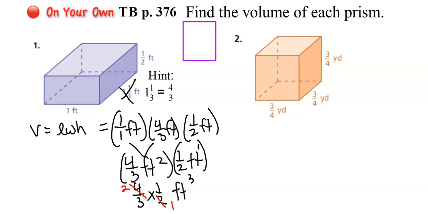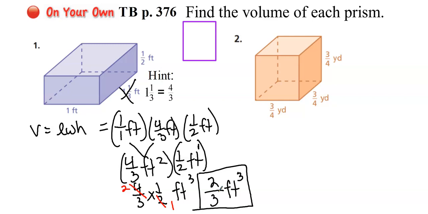So now when I do the math and I multiply across, I get 2 times 1 is 2. And I get 3 times 1 is 3. So I have 2/3 of a cubic foot. That's how much of this box contains of a cube. It's actually not a full cubic foot. It would be 2/3 of a cubic foot, if you can picture your foot in 3 dimensions.